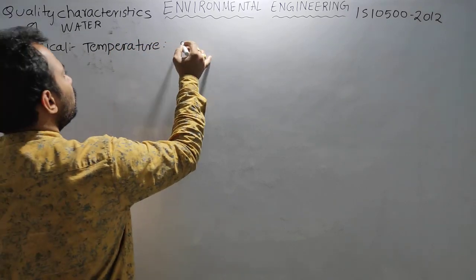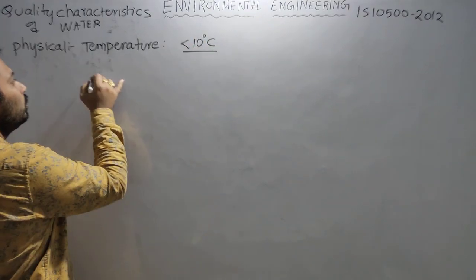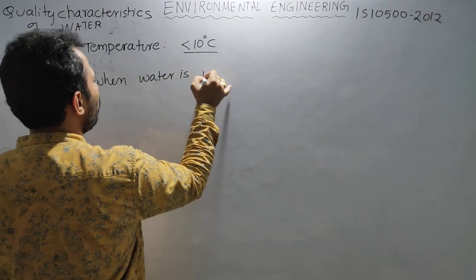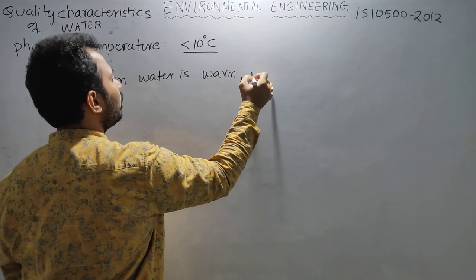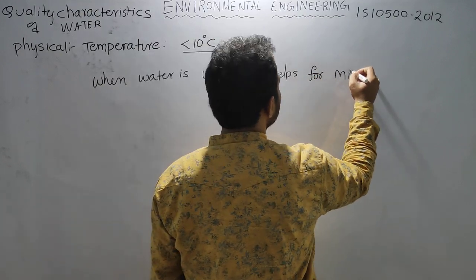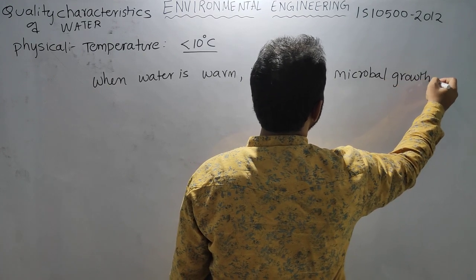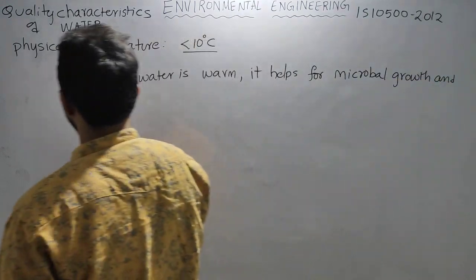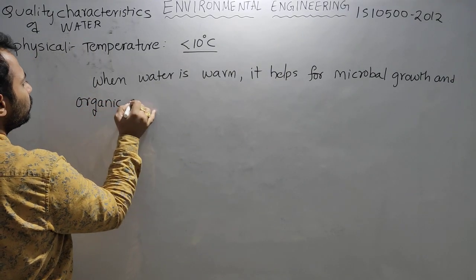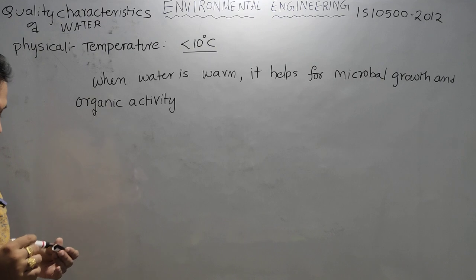So it should be less than 10 degrees centigrade. Why should it be less than 10 centigrade? I already told you. When water is warm, it helps microbial growth and organic activity, because of which the water quality will further deteriorate.